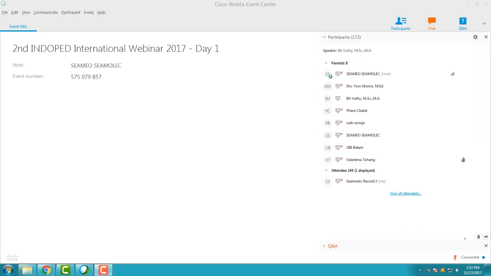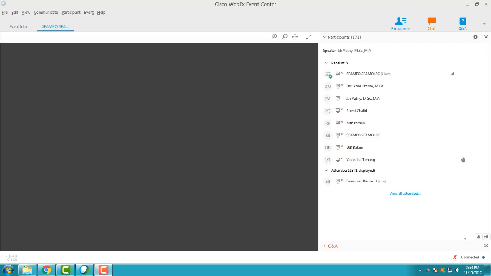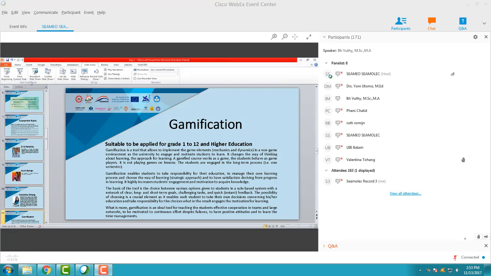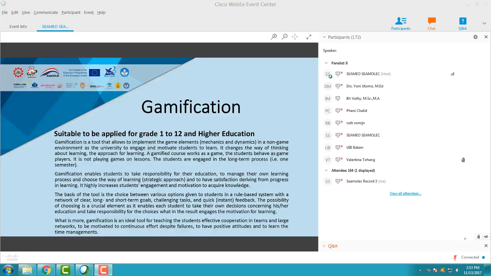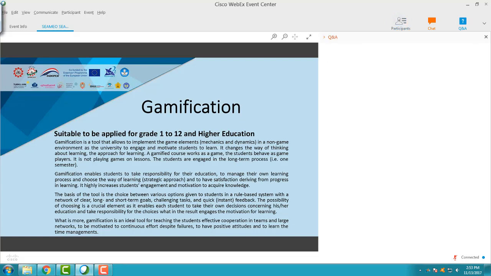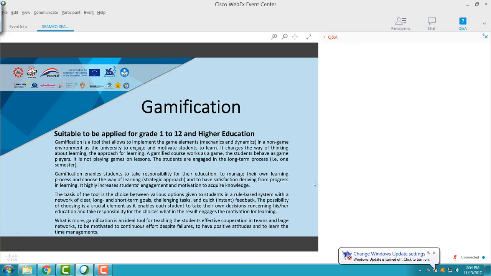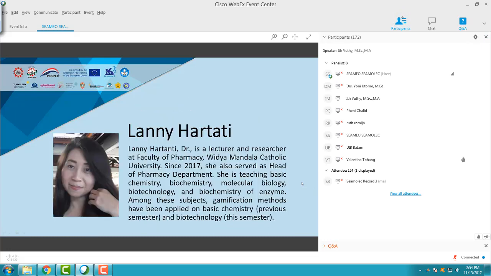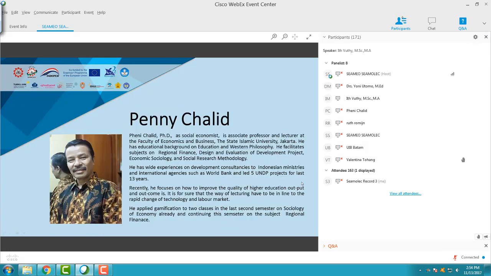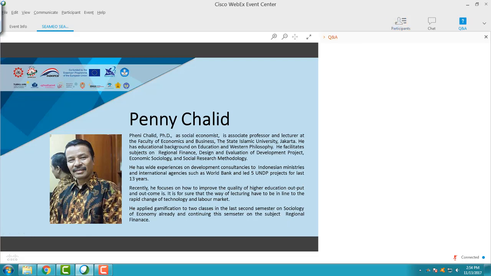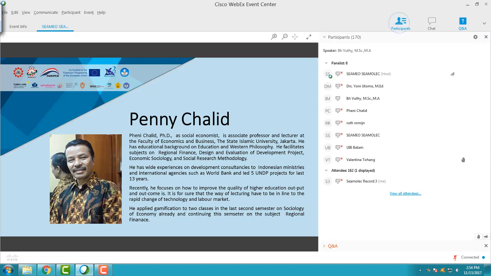Now we're going to the second session that will be presented by three speakers about gamification. One is Joanna Mitnick from Gdansk University of Poland. The second one is Dr. Lani Hartanti from Surabaya, Mandala University. And the third one is Mr. Pani Chalit from the University Islam Jakarta.